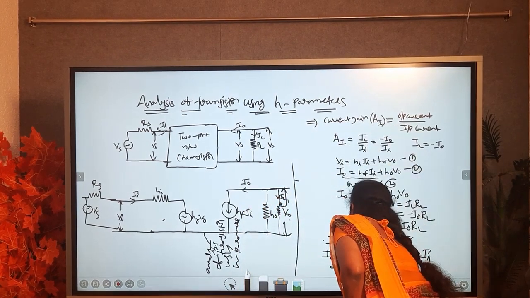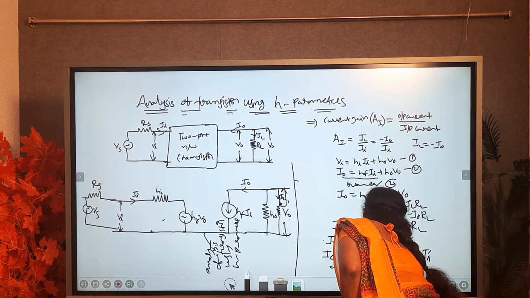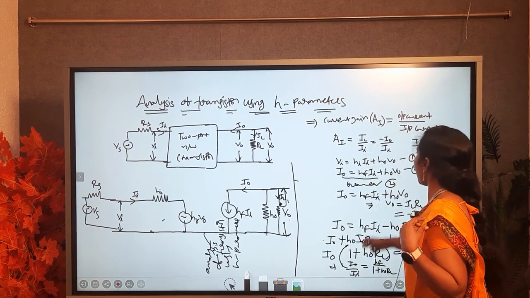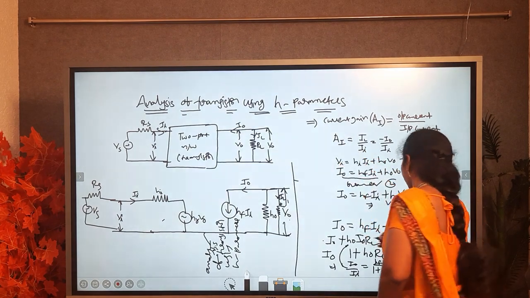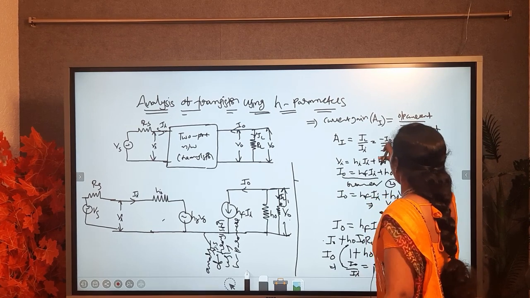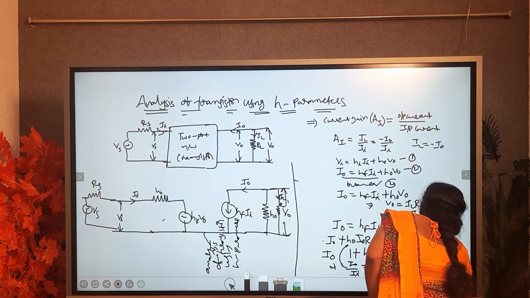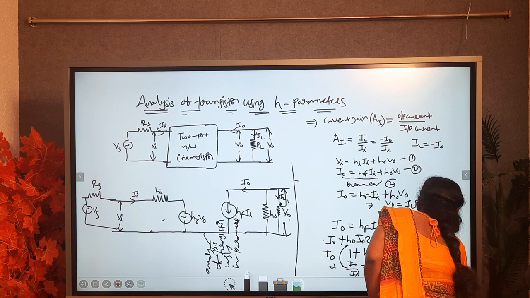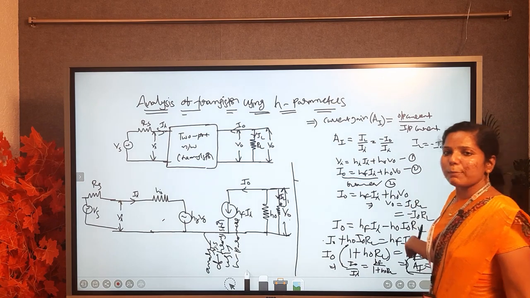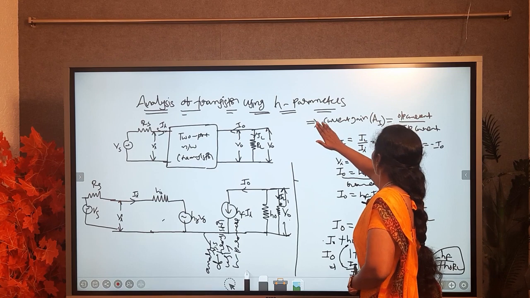Therefore, I naught by II equals HF by 1 plus H naught into RL. I naught by II means the current gain AI. AI equals minus I naught by II, that means minus HF by 1 plus H naught into RL. So, the current gain AI equals minus HF by 1 plus H naught into RL. Like that, you have to calculate the voltage gain.